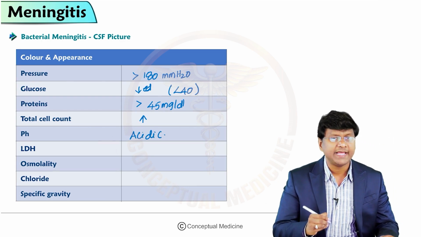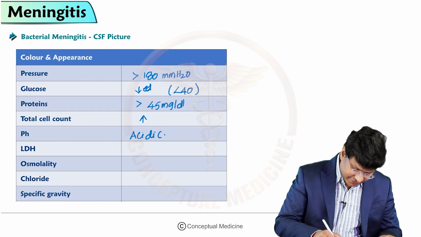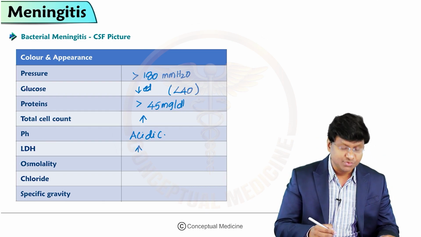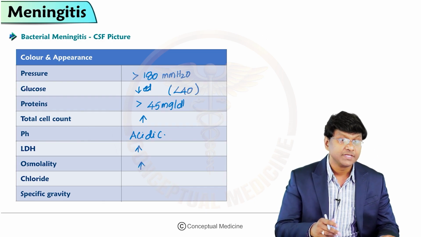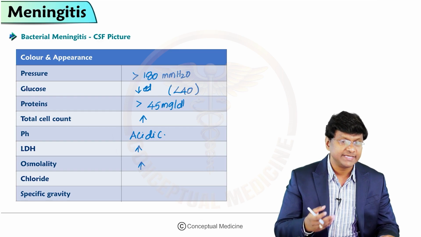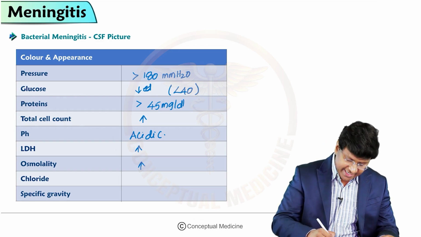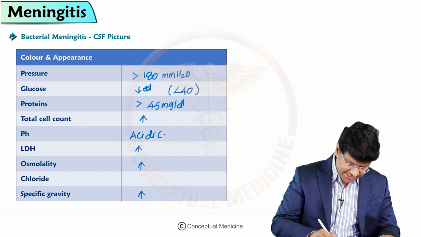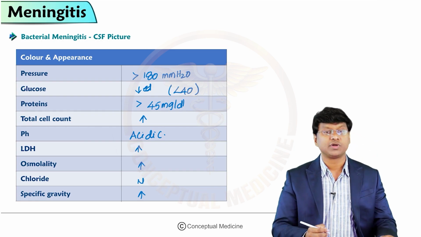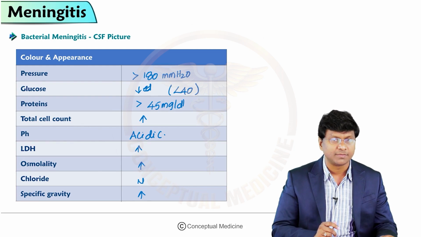Then what happens to the LDH value, that is lactate dehydrogenase? That will be elevated. And what happens to the osmolality? That also gets elevated. Why? Because the cells increase and the inflammatory substances increase, and that is the reason why the osmolality as well as the specific gravity both get increased. And chloride remains more or less normal.